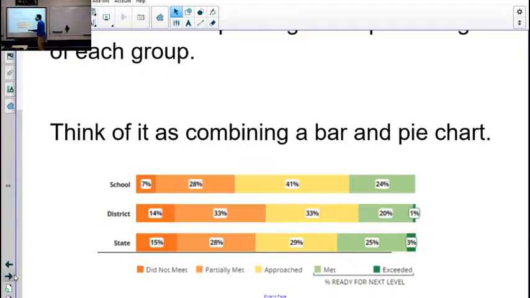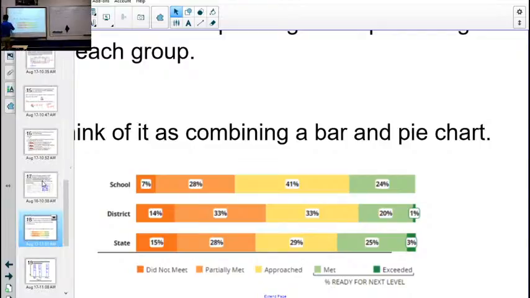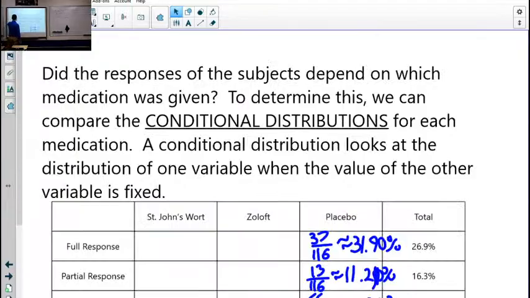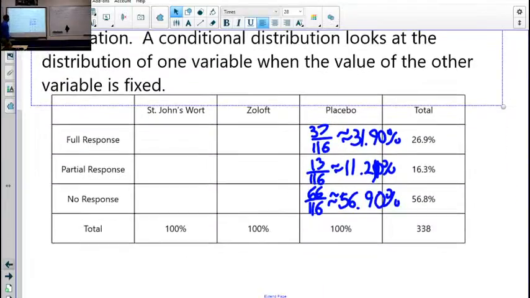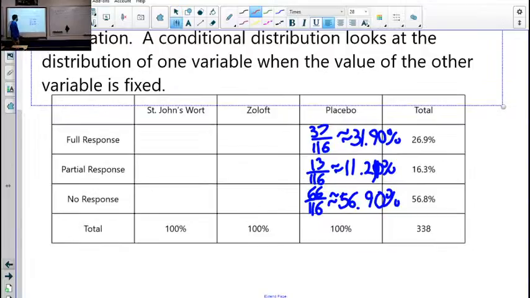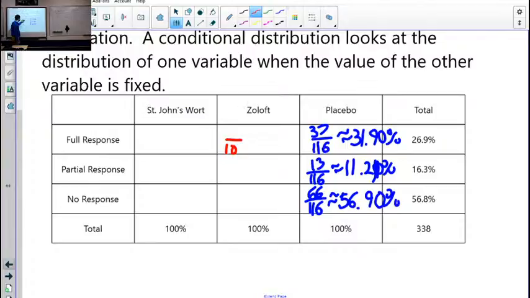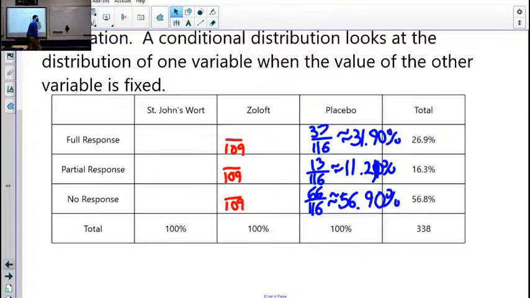Okay, so I want to go back. And first off, I want you to get the rest of these values. So for example, for Zoloft, what should all these be out of? 109. And get those percentages, and then see if you can turn that into a segmented bar chart.